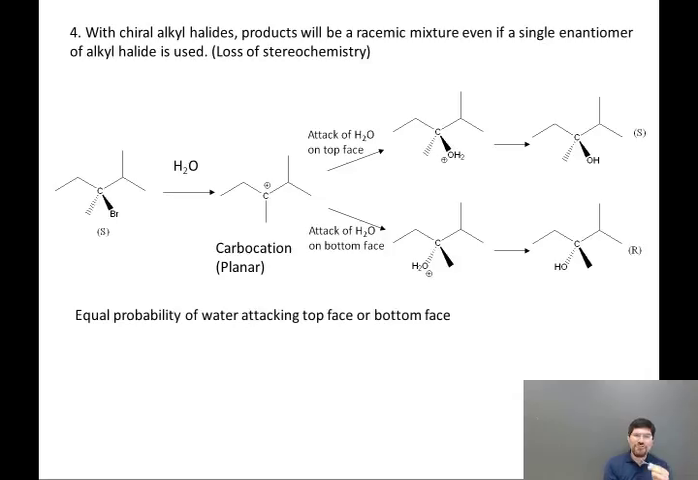So there is an equal probability of water attacking the top face or the bottom face. It can't tell the difference. It doesn't know which way is up. If it's attacking this face and the carbocation suddenly turns upside down, well, now it's attacking the top face. So because there is an exactly equal probability of attacking either face, and top face attack gives you the S stereochemistry, but bottom face attack gives you the R stereochemistry, you will have exactly a 1-to-1 or racemic mixture of the R and S enantiomers.